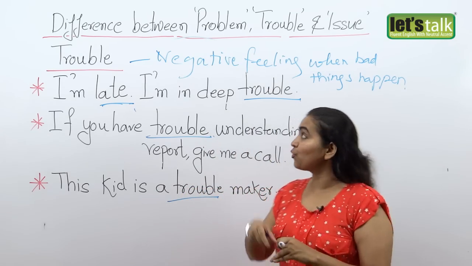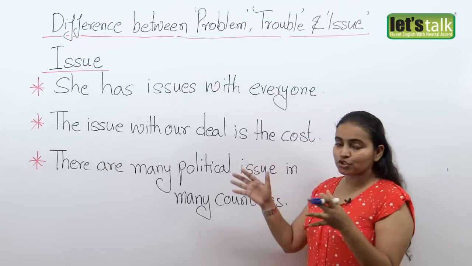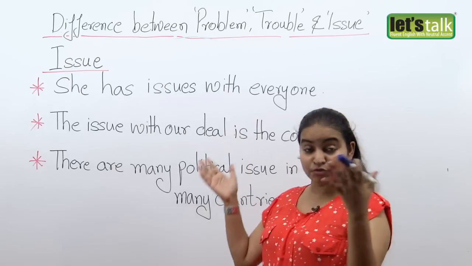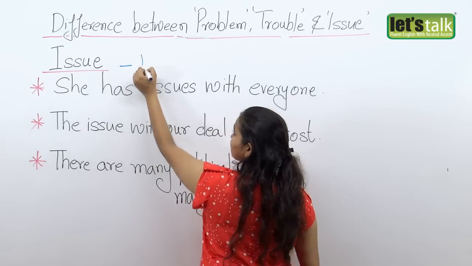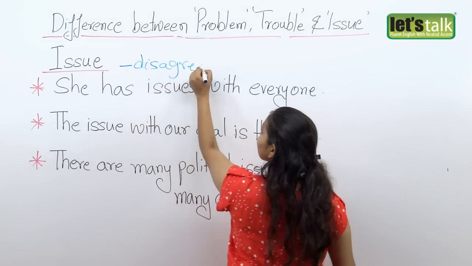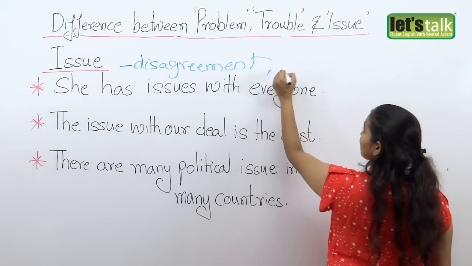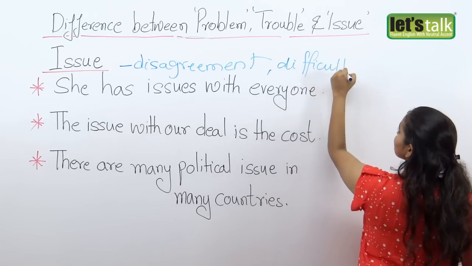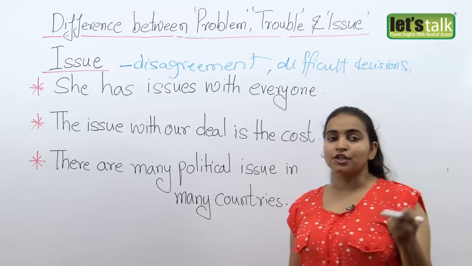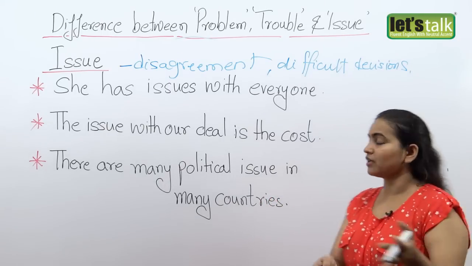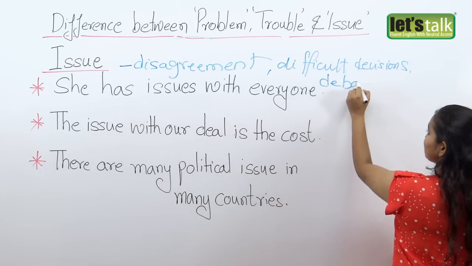Let us now see how we can use the word issue. Another very common word, issue. Well, when do I use the word issue as opposed to using problem and trouble? Well, I will use the word issue when I want to talk about a disagreement or maybe making some difficult decisions. Or maybe things that are very debatable, a lot of debates and controversies that happen over something. So they are categorized under the word issue. So debates or something that is very debatable.